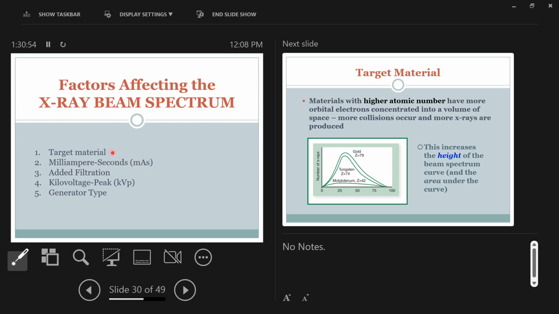So target material matters. Mass matters. Mass affects the energy spectrum. Not as much as everything else, but mass changes how many X-rays you'll make. With more X-rays produced, you have more chance to have a wider range of energies. Filtration, those aluminum discs, the built-in filtration as well as this added filtration change the energy spectrum. Filtration takes away low energy X-rays, so you're changing the spectrum.